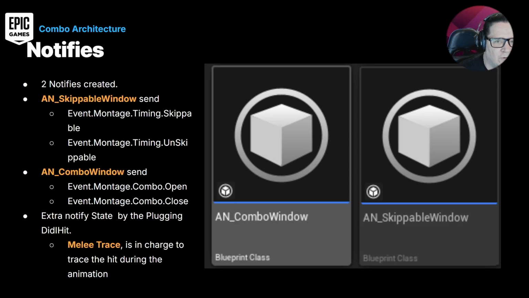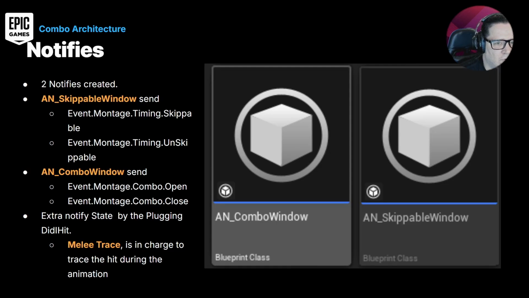Now I want to talk about the notifies. I created two specific notifies for this system to work. One is the animation notify skippable window. These notifies will send two events, event montage timing skippable and event montage timing unskippable. Those are the windows that open and close when the character can skip the combo or not.